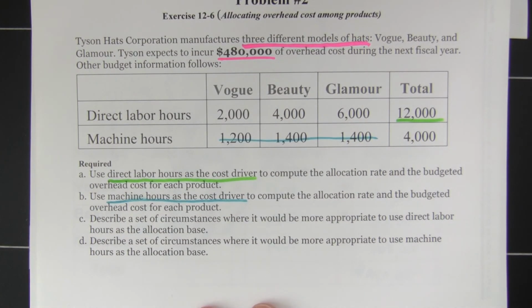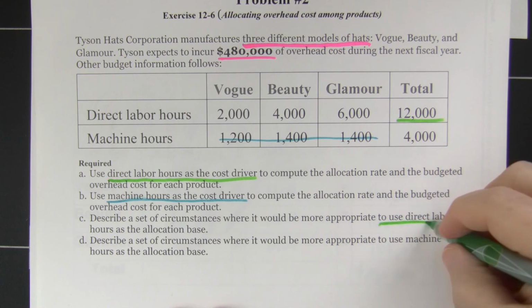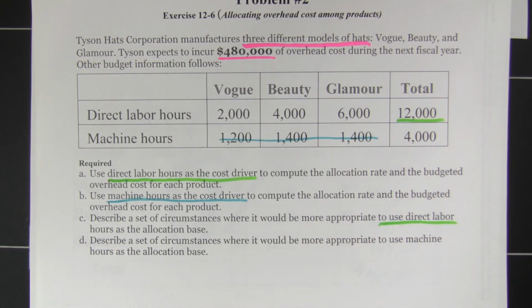Then it says describe a set of circumstances where it would be more appropriate to use direct labor hours. Well, it would be more appropriate to use direct labor hours if the product were labor intensive, used lots and lots of labor, and every bit or most of the time spent on labor was spent making a hat. So if the unit is incredibly labor intensive, then you would use labor.